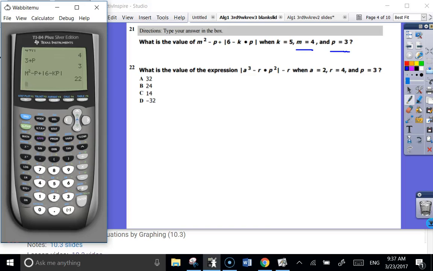There's a minus R after the absolute value. Kind of sneaky there. What did you get? That's right. I mean, you could type it all in. It's good practice.